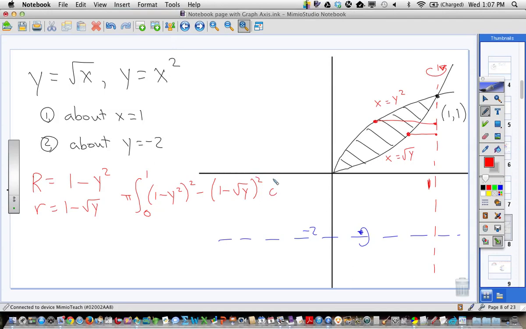All right, how about the first one? We getting an answer? Somebody want to throw something out? Yeah, let's put it on a calculator. Anybody put it in yet? What are you getting? 11 pi over 30.